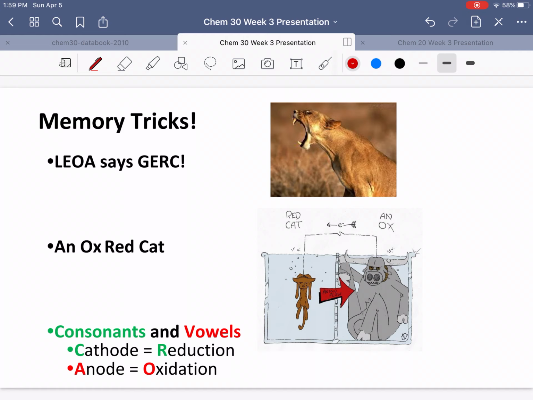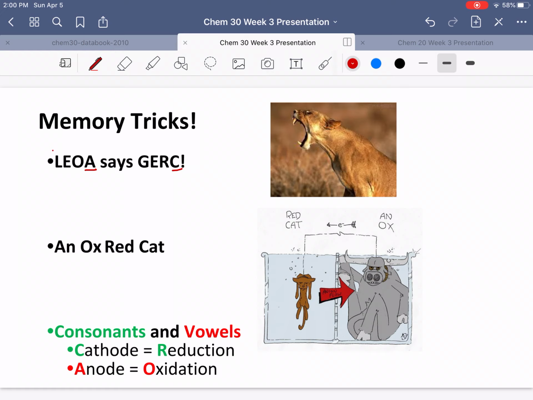Of course, we know that, Leo. And then the A stands for anode. So lose electrons, oxidation, anode. Vice versa, the GER, gain electrons, reduction, and then the C here is cathode. So we're just adding an A and a C to the ends of our Leo GER.